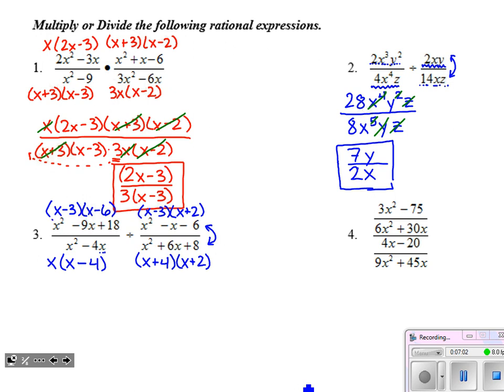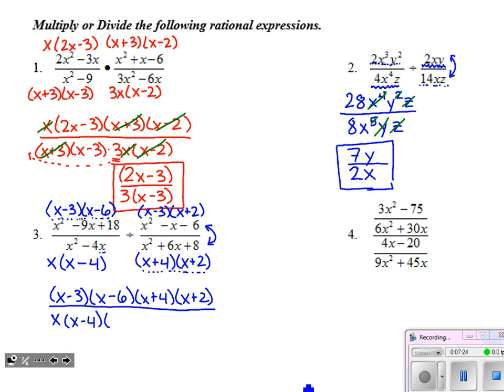So across the numerator, I'm going to have my first numerator times the second denominator, since I'm multiplying by the reciprocal, all those train cars, x minus 3, x minus 6, x plus 4, x plus 2. Okay, again, connecting up, making this huge fraction. Across the bottom, I've got x times x minus 4 times x minus 3 times x plus 2. What cancels? Minus 3 and minus 3, plus 2 and plus 2.